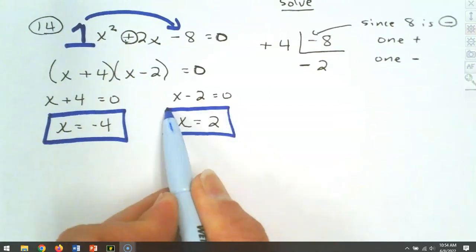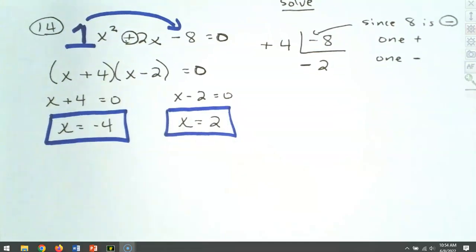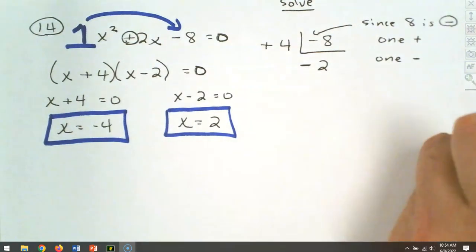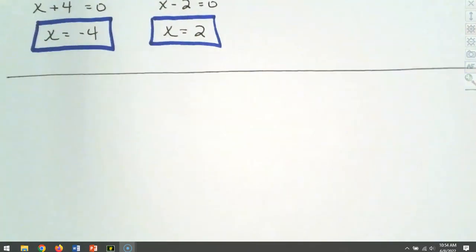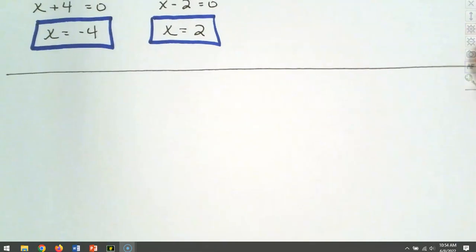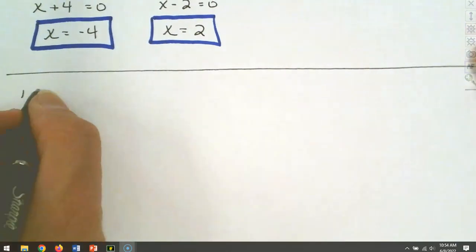Kind of remember this from intermediate, hopefully? Remember in intermediate, too, they can get kind of difficult on the factoring. These were really simple ones. Question 15, we're going to have to do grouping on. And on 15, we've got to move things around first.